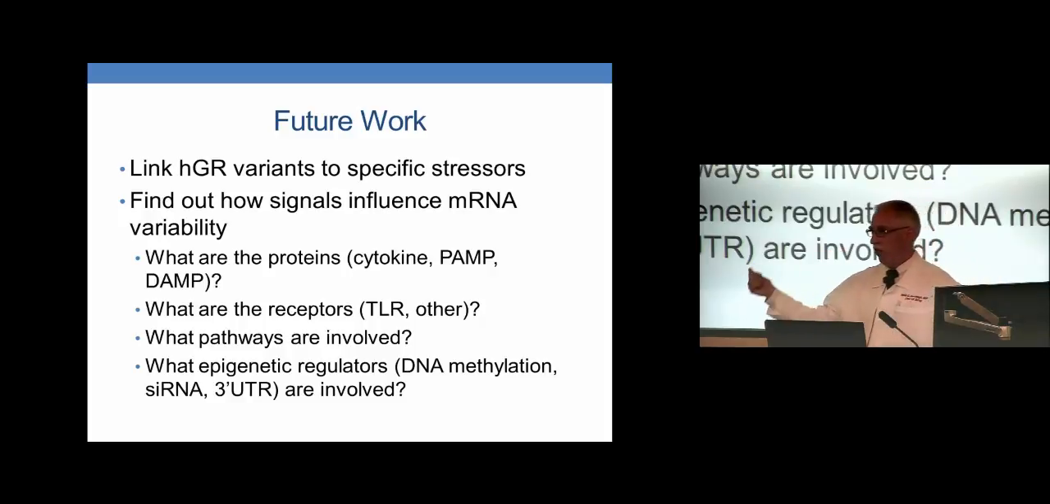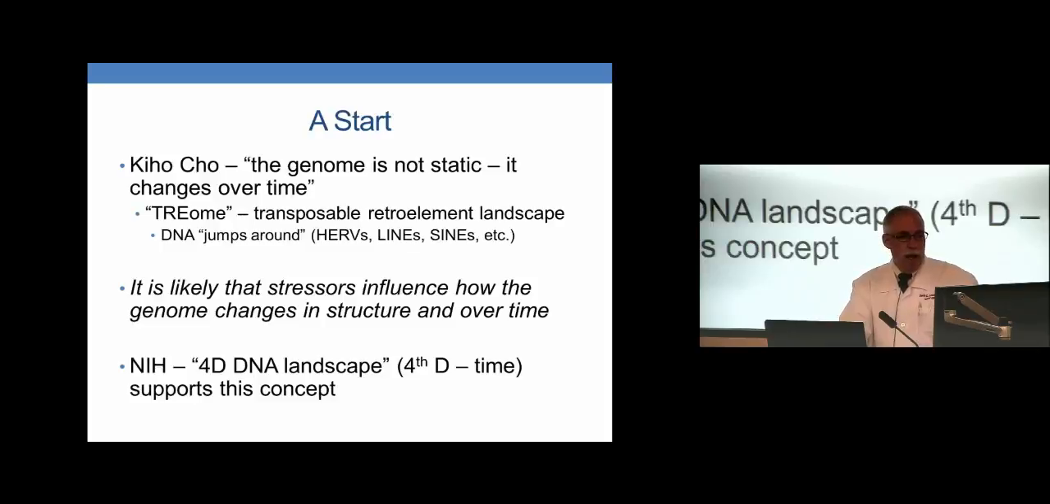Maybe there's a danger signal, that's what a DAMP is, or a PAMP, a pathogen-associated molecular pattern, such as part of a viral DNA, or maybe part of a bacterial component that goes to a signal, maybe toll-like receptors, maybe another one that says, all right, change what the structure of the glucocorticoid receptor might be. And we want to look at what pathways might be involved in that signaling. And then what are the epigenetic regulators? DNA methylation, siRNA, the 3' UTRs. And we're doing this.